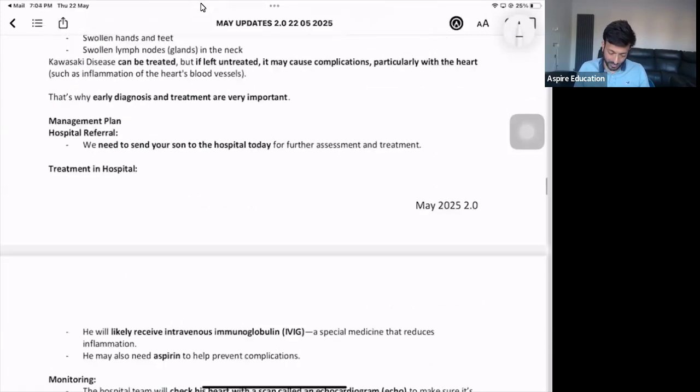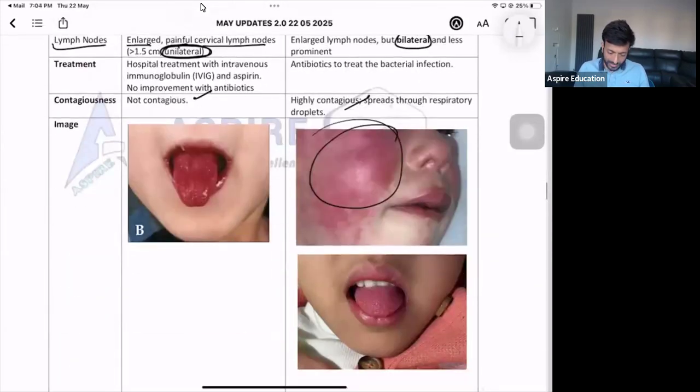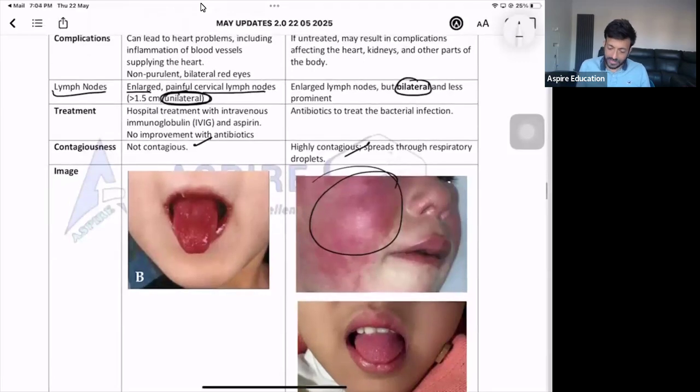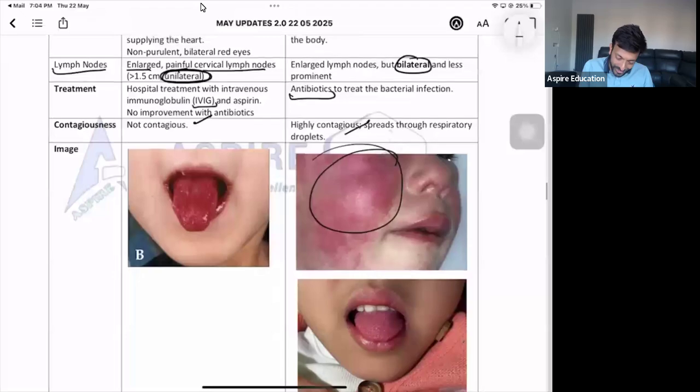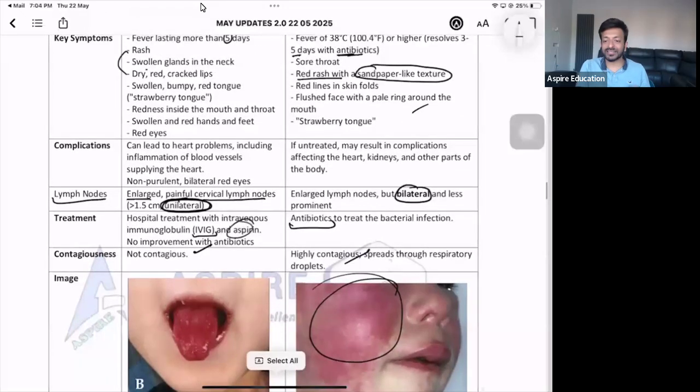So what is the management? The management is simply, if it is scarlet fever, you give antibiotics. But this is not because of bacterial infection. So here the treatment is IVIG, right? Now, one more thing. We always make sure we don't give aspirin to children under 16 because it can cause Reye syndrome, isn't it? But Kawasaki is the opposite to that. In the treatment, actually, you need to give aspirin as well.